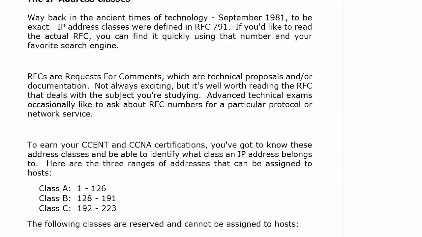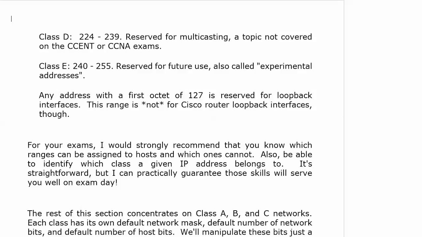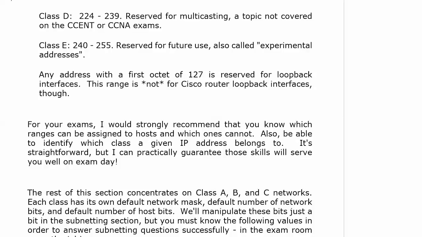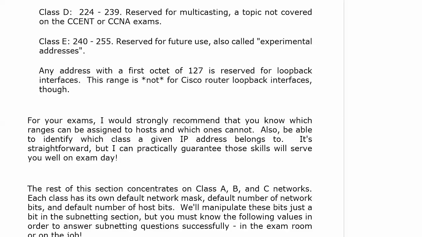We are skipping 127 on purpose, and with Class B, the first octet is going to be 128 through 191. With Class C, the first octet is going to be 192 through 223. Now, the following classes are reserved and can't be assigned to host devices. Class D, first octet of 224 through 239, reserved for multicasting.